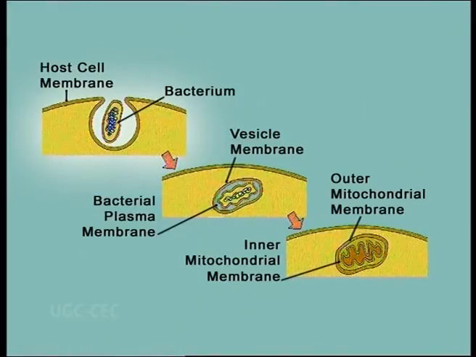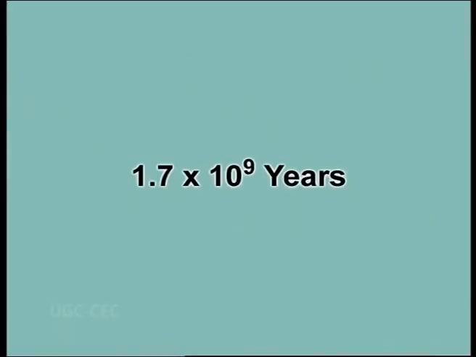Similarly, the host cells with symbiotic bacteria capable of photosynthesis would have led to the evolution of chloroplasts. The incorporation of symbionts would have increased the number of environments in which the cells could survive. This symbiotic relationship is believed to have evolved about 1.7 billion years ago.